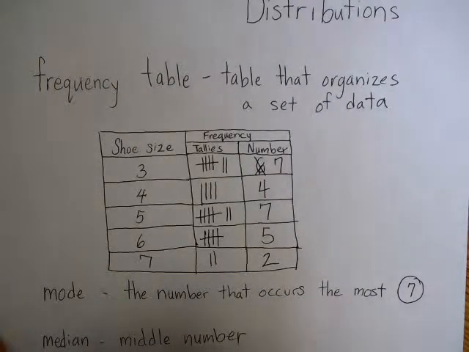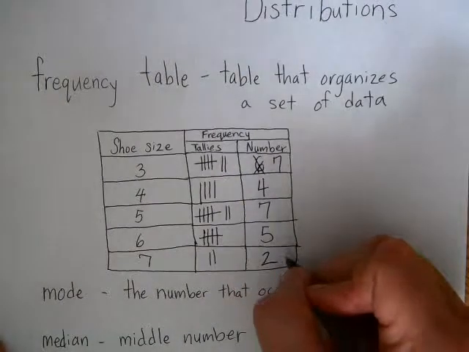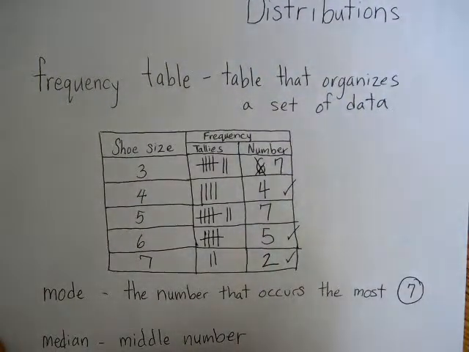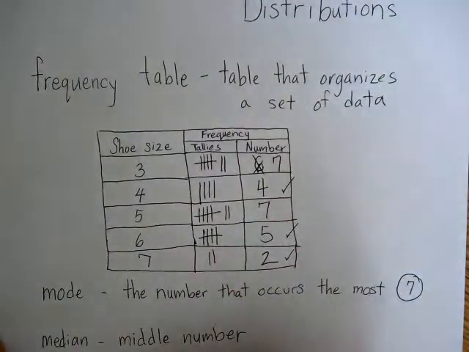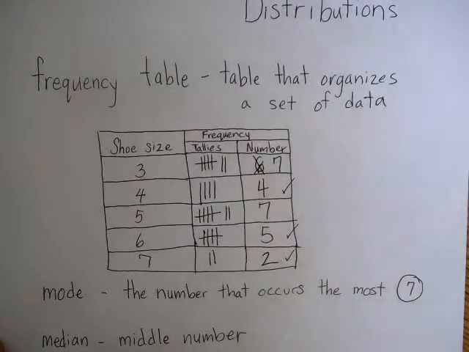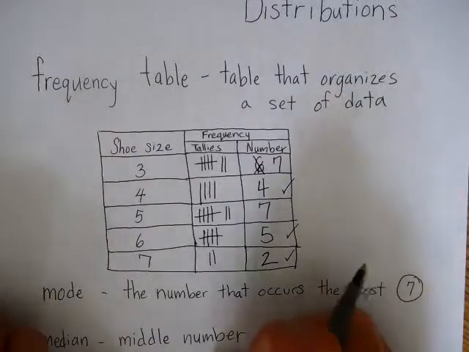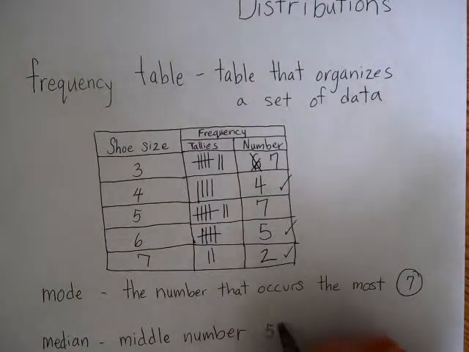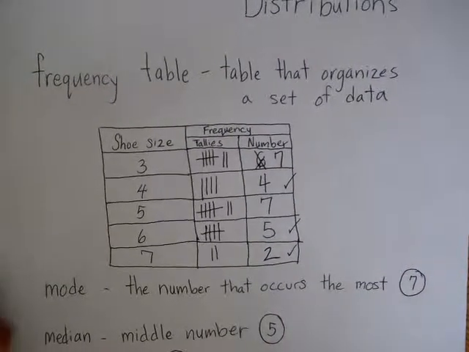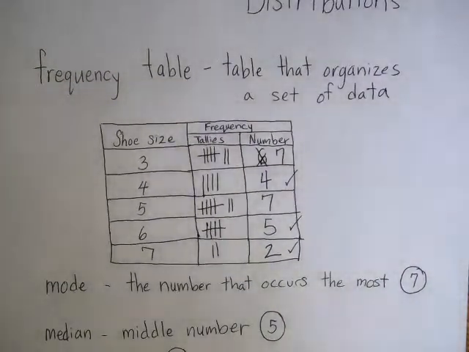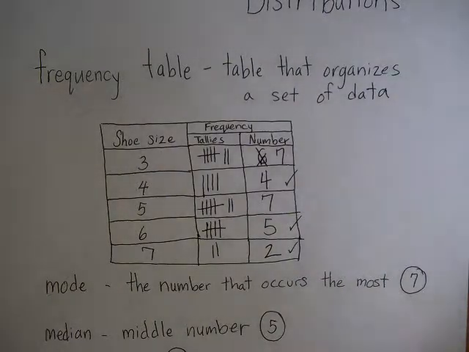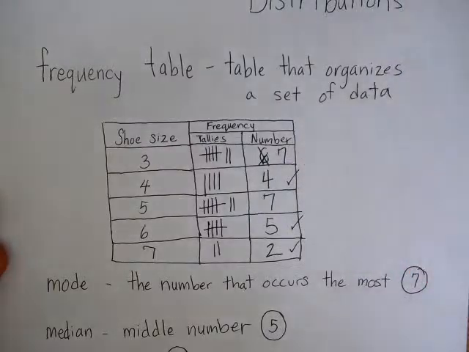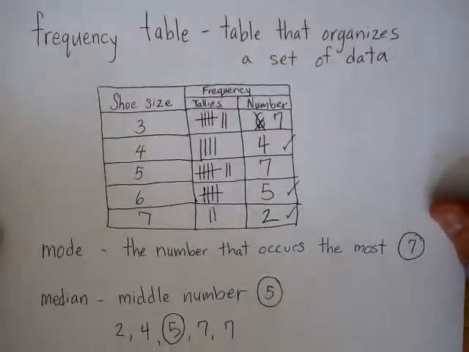So if we use this data, we would have 2, 4, 5, and then I'll use the 2 7s, 7 and 7. So I have 5 numbers. Until I get to the middle number, the median is going to be 5 in this set of data. And also the mean, which is the average, which we've also talked about, should be able to add these numbers up and then divide by 5 to get the mean, or the average.